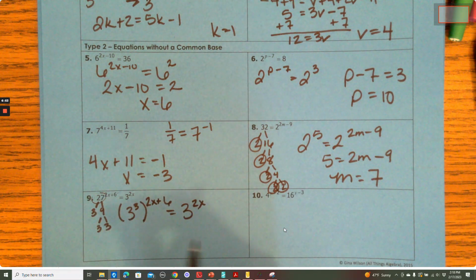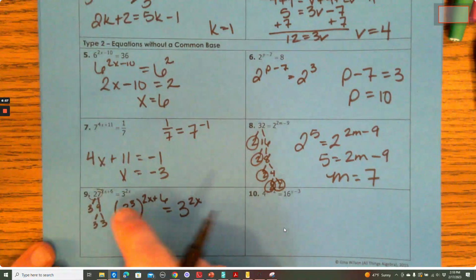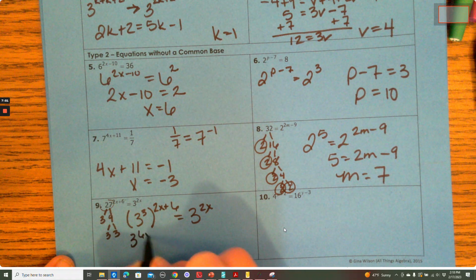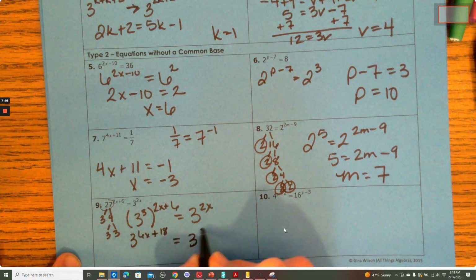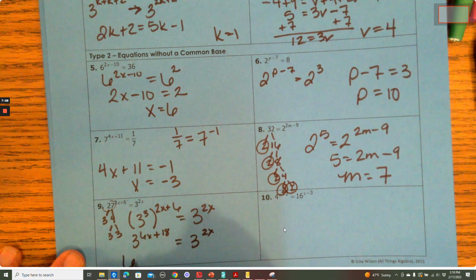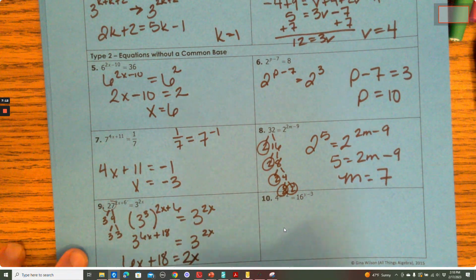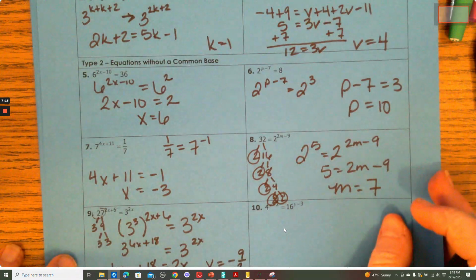So exponent rules now. Power to a power, you multiply. So 3 times 2x is 6x. 3 times 6 is 18. And now I have the same base, so 6x plus 18 equals 2x. x here is going to equal negative 9 over 2.